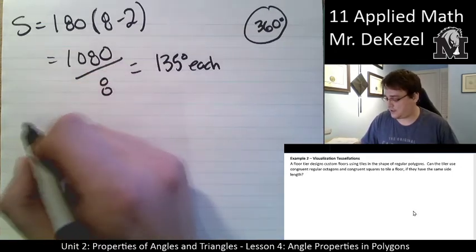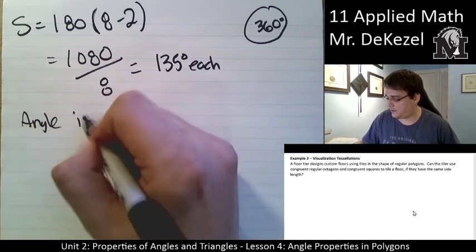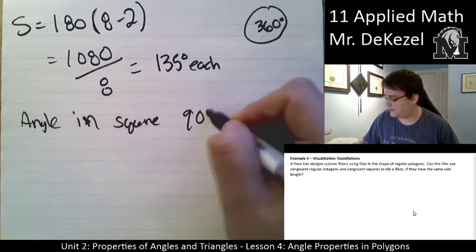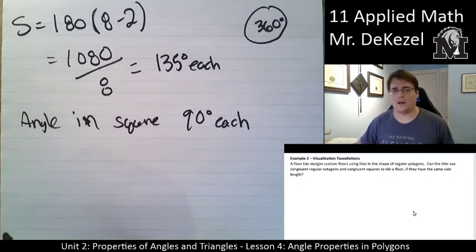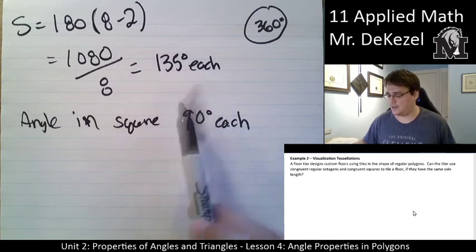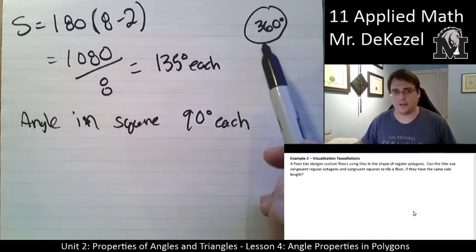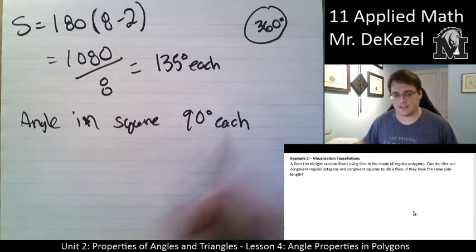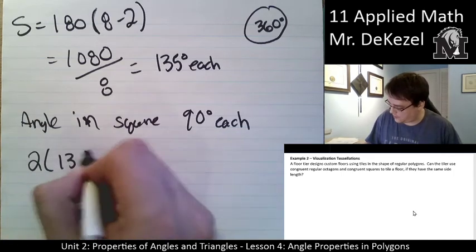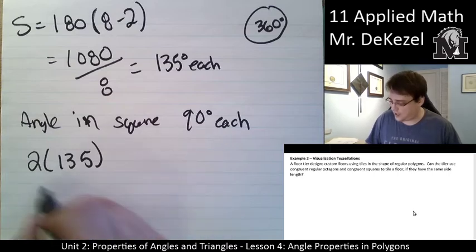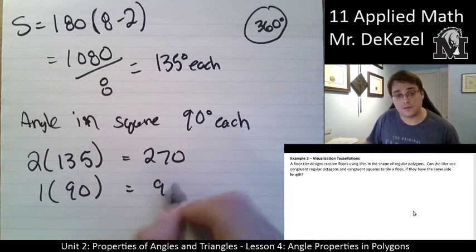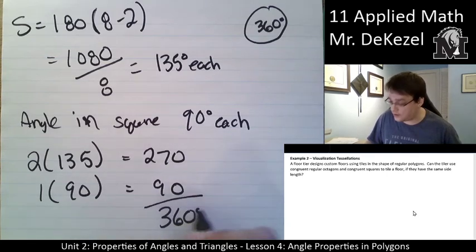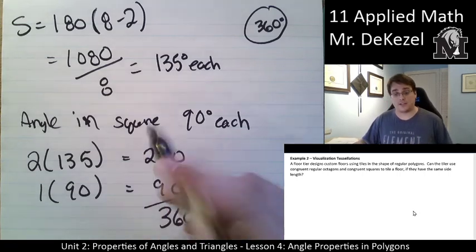So the angles in a square are 90 degrees each. What I really want to do now is see if I can find a combination of octagons and squares that will equal 360 degrees. And I can kind of see one quickly. If I take two of the octagons and one of the squares, this would be 270 degrees, and this would be 90 degrees, for a total of 360. So if we get 360, those will fit together.